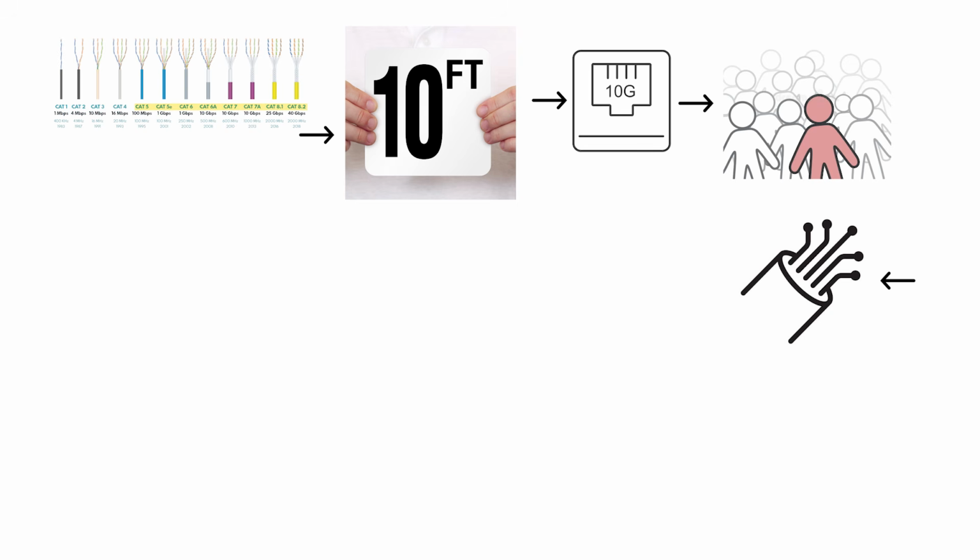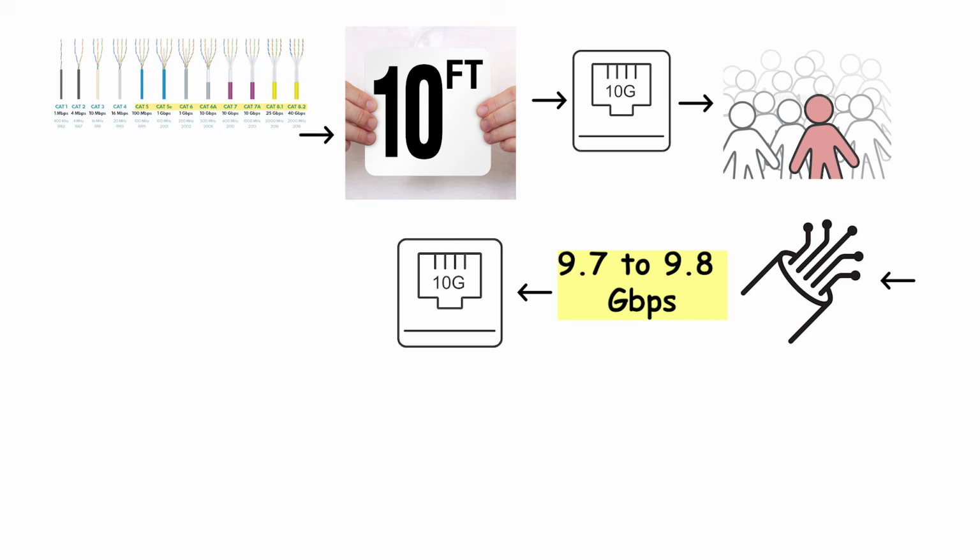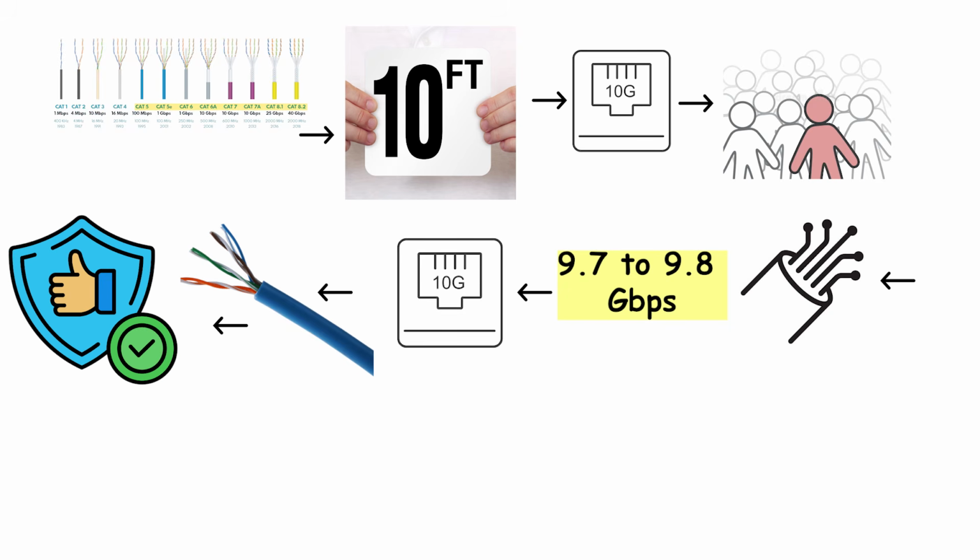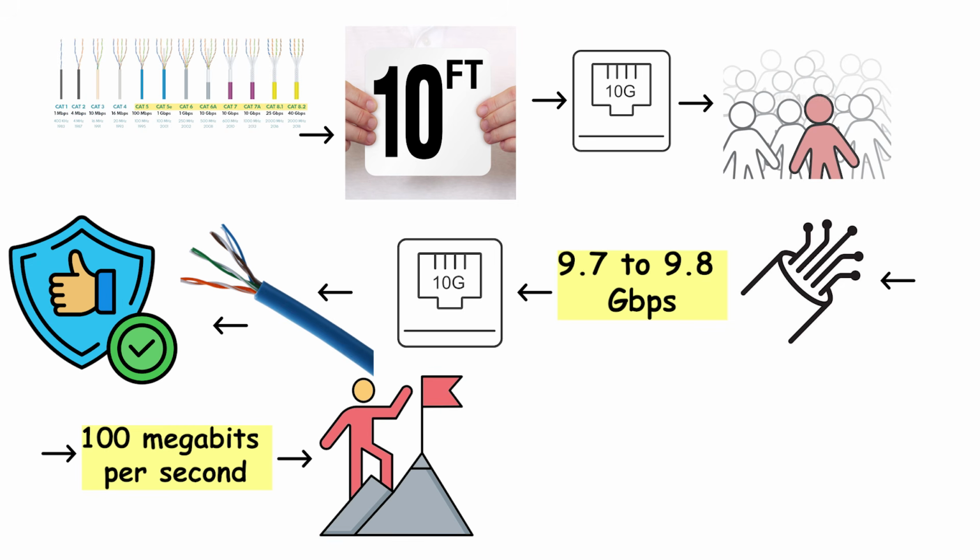Every cable delivered speeds around 9.7 to 9.8 gigabits per second, which is essentially the full capacity of a 10 gigabit connection. Even more surprising, a genuine old Cat5 cable, which is only officially rated for 100 megabits per second, was able to achieve full 10 gigabit speeds at very short distances.